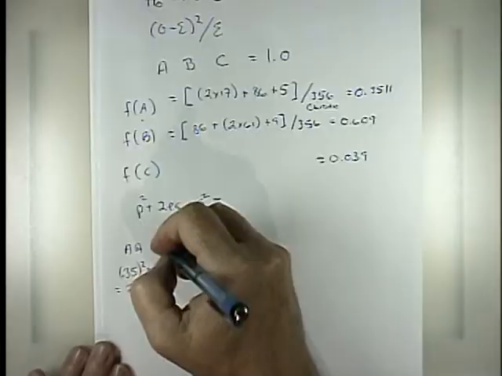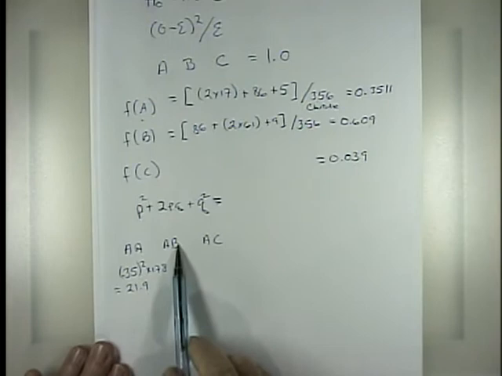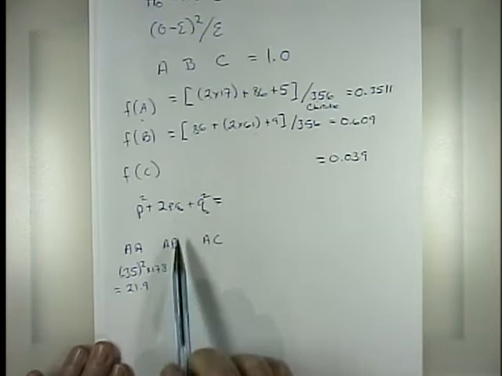Okay, I guess I put these too close together. But for the AB genotype, how would we do that? So this is a heterozygote. The way we're going to figure out the expected value for the heterozygotes is 2PQ, where Q is the B allele, P is the A allele.